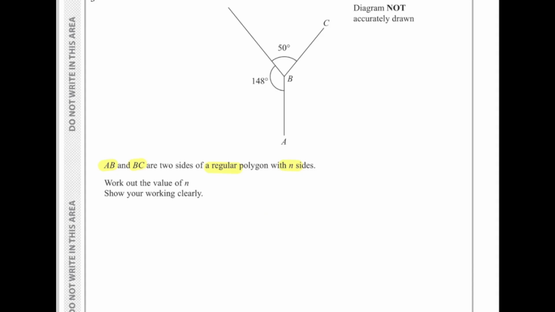In this case, we know that AB and BC together make two sides of a regular polygon. So if I extend the sides of this polygon, it would be something like this. Assume that there is another side like this, another side like this, and maybe another side like this, another one like this. Now we need to figure out the number of sides.